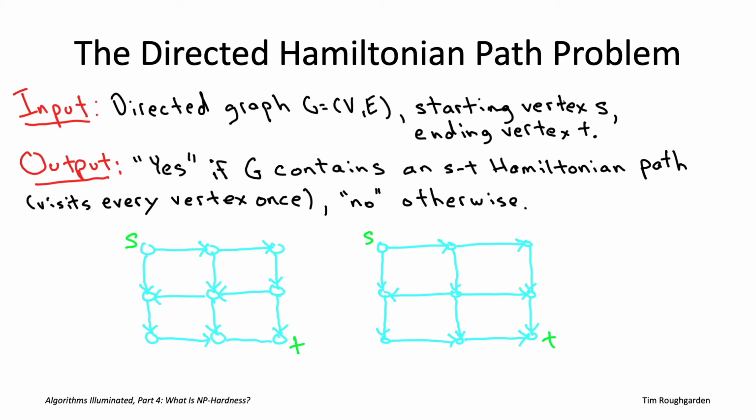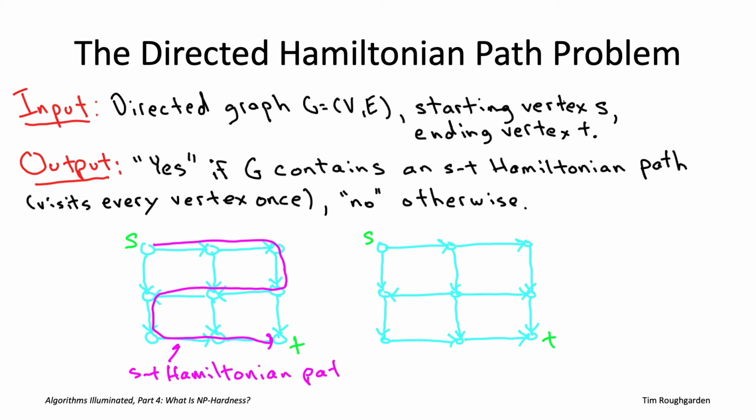So in the graph on the left, as you can perhaps see, there is an ST Hamiltonian path. It snakes back and forth between S and T. Whereas in the right graph, I kind of messed up this path by reversing the orientation of the rightmost edge in the second row. Okay, so now if you check, there's actually no longer an ST Hamiltonian path in this graph on the right because I reversed the direction of that one edge.